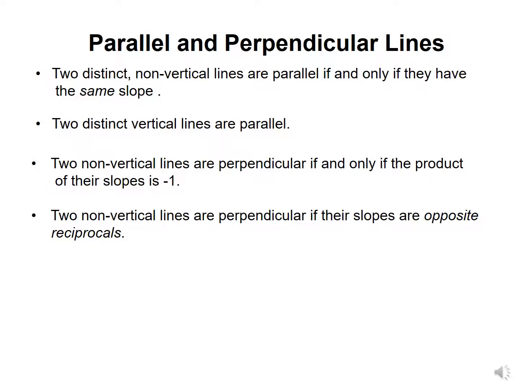Now what about vertical lines? So again, we had to throw vertical out of this because they do not have a slope. Well, lines that are perpendicular to vertical lines have to be horizontal lines, and vice versa.